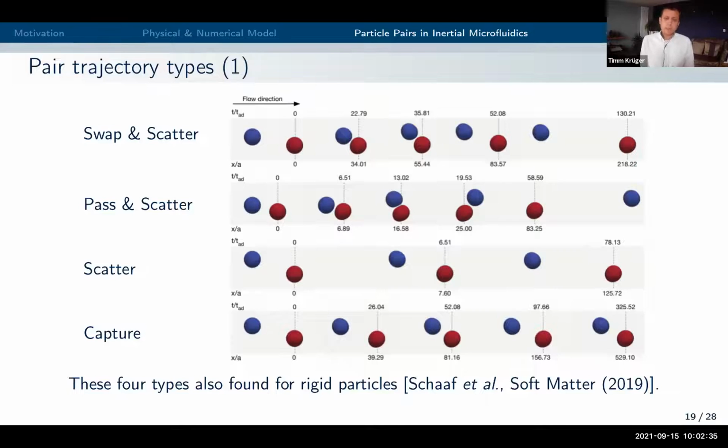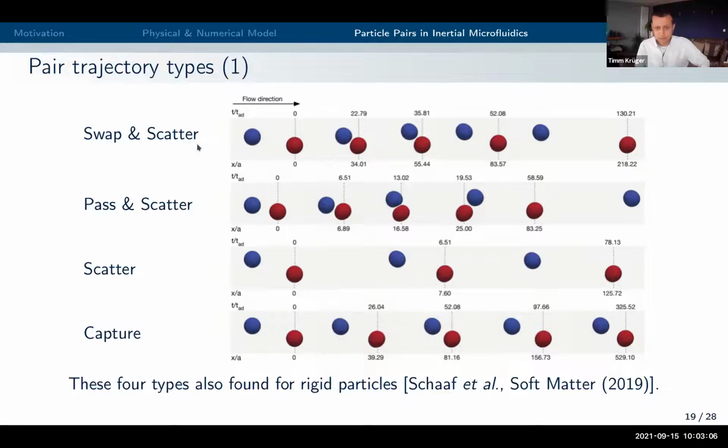Now, first of all, we looked at different types of interactions between capsules, and the images you see here are just example images. So not all of the simulations look exactly like that. It's just to show you how the interaction types are different. We have observed 6 different types, and I will start with 4. These 4 you see here have also been found for rigid particles. So there's not much new here, but we know that they also occur for soft particles.